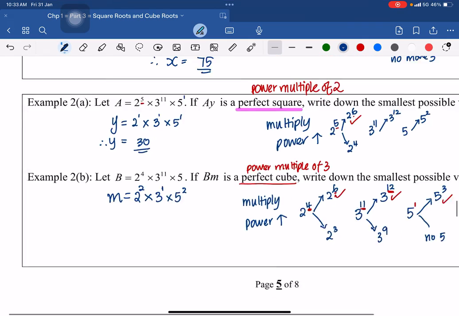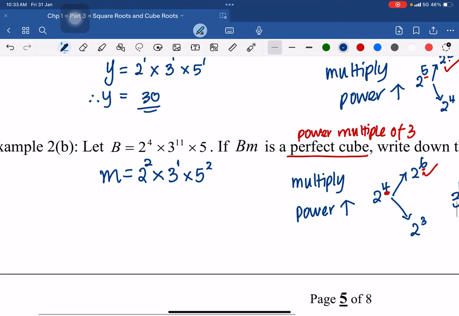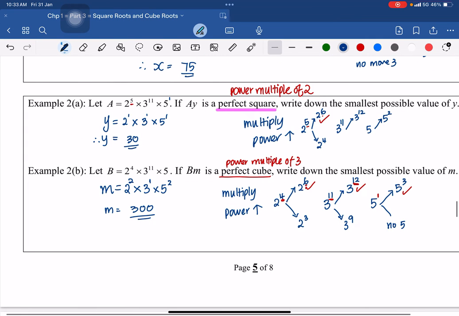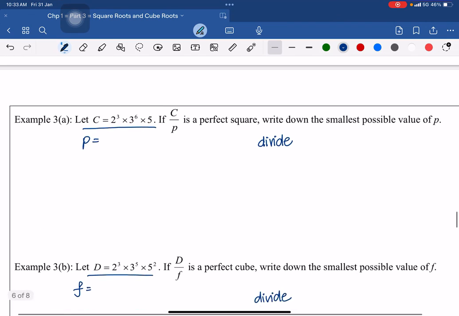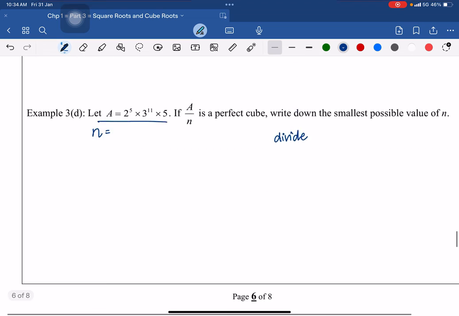Okay, but they want the smallest possible value. Never leave it in index notation. So 2 square, 4 times 3 times 5 square, which is the number m equals 300. Have you gotten the concept? Okay, if you have gotten the concept, we're going to move on to the next type of concept. Let me do the questions at the bottom, example 11, on your own later.